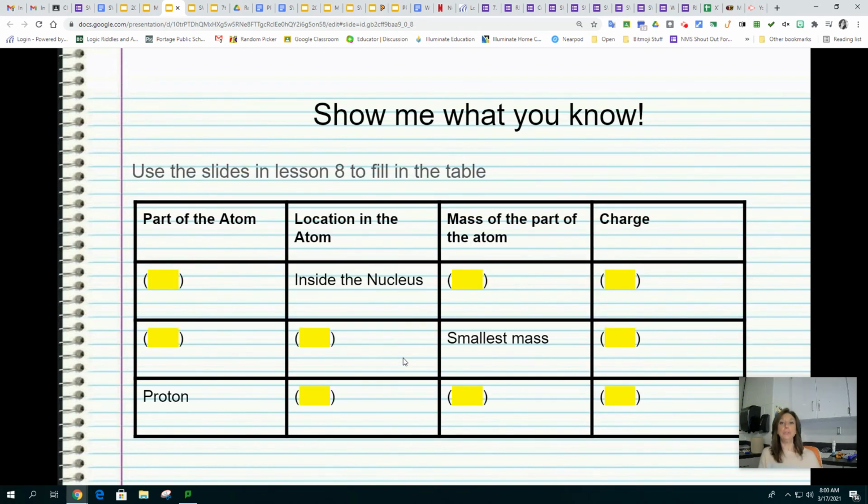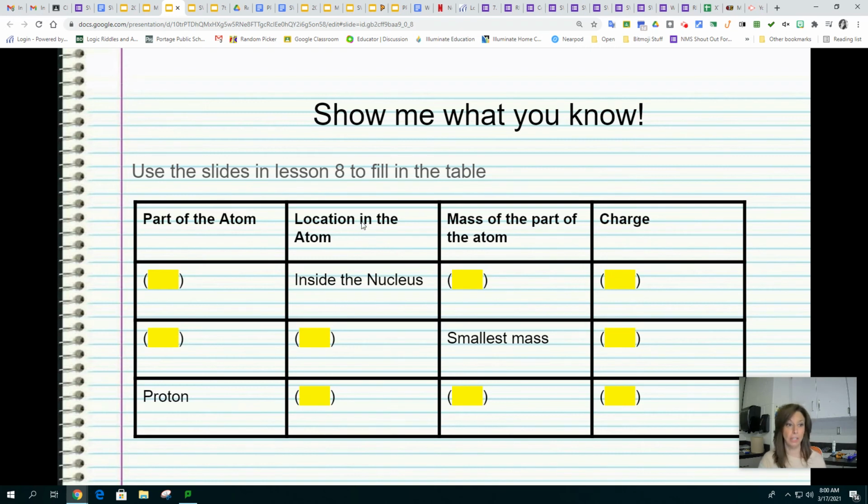Okay, so using that information and the information from the BrainPOP, let's see if you can fill out this chart. So use slides in this lesson to fill in the table. You have some information to help you out in each row. You're going to need to identify the part of the atom. Remember, we mentioned protons, neutrons, and then the electrons. Okay, so what do you remember about each of those to help you figure out what goes in the chart?